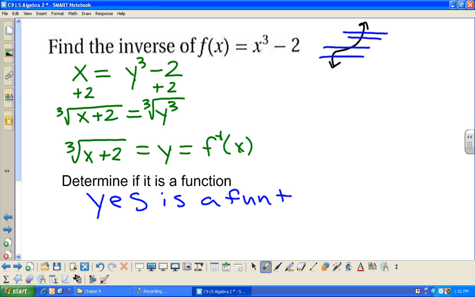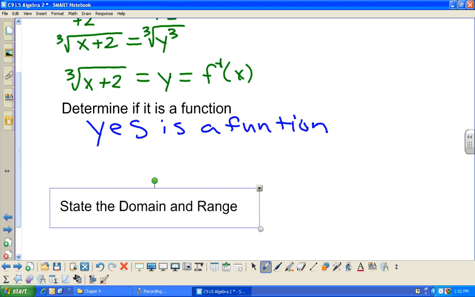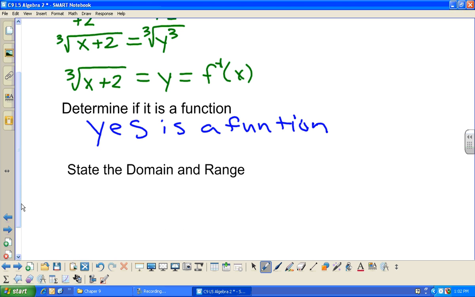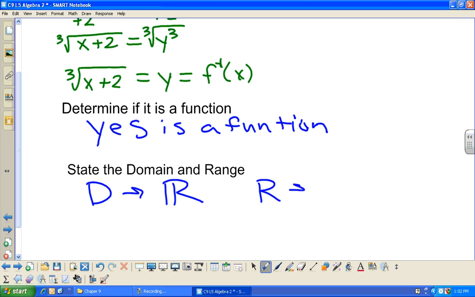I also want to state the domain and range. Since this is a cubic root, whenever you have an odd root, cubic root, the fifth root, seventh root, your domain will be all real numbers because all of your negative numbers are included. And range is also all real numbers. Any number that you put in, you'll be able to get any number out.